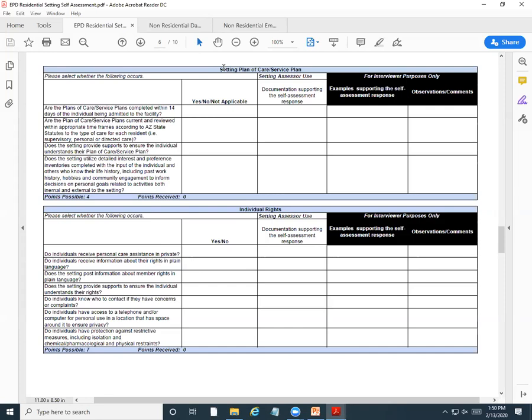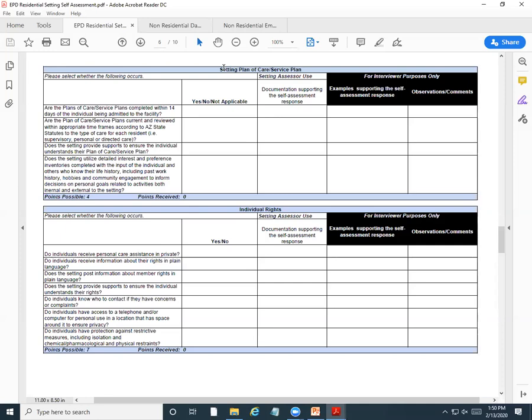And then we have another, this one is newer, this is for the HCBS rules. Does the setting utilize detailed interest and preference inventories completed with the input of the individual and others who know their life history, including past work history, hobbies, and community engagement, to inform decisions on personal goals related to activities both internal and external to the setting? And these people who would be engaged would probably be part of that person-centered planning team at that person-centered meeting to help advocate for their member and what their goals and needs may be. So we'll move on to individual rights.